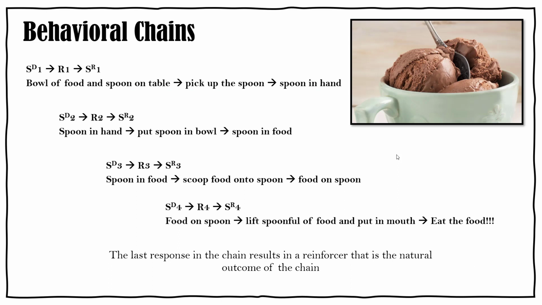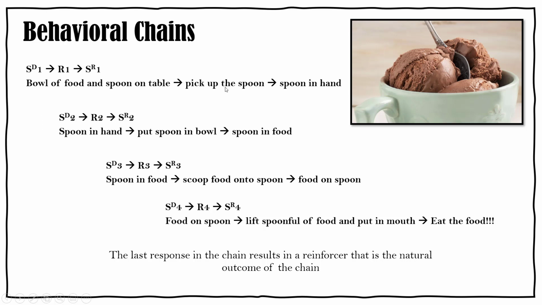Okay, so behavioral chain for eating ice cream. I put chocolate on here because that's my favorite. So you first have an antecedent stimulus, so an SD. You have a bowl of food and a spoon on the table. So you've got the ice cream on the table and a spoon. That's your SD. So the response the person makes is to pick up the spoon.